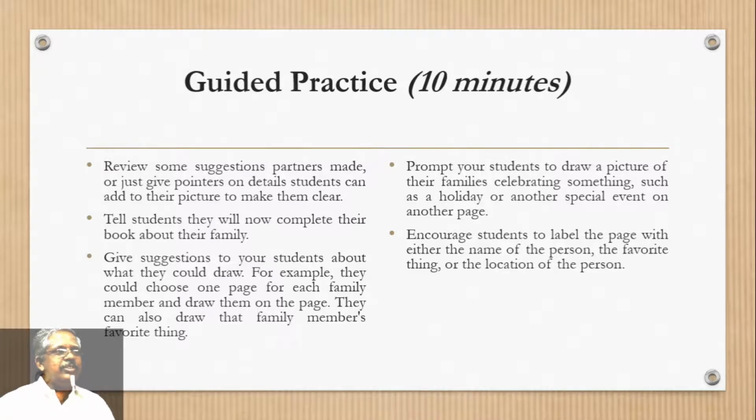Give suggestions to your students about what they could draw. For example, they could choose one page for each family member and draw them on the page. They can also draw the family members' favorite things. Prompt your students to draw a picture of their families celebrating something, such as a holiday or another special event on another page. Encourage students to label the page with either the name of the person, the favorite thing, or the location of the person.